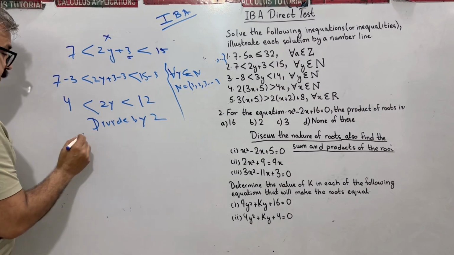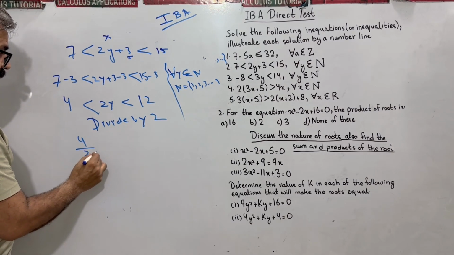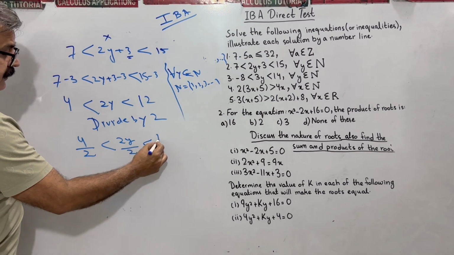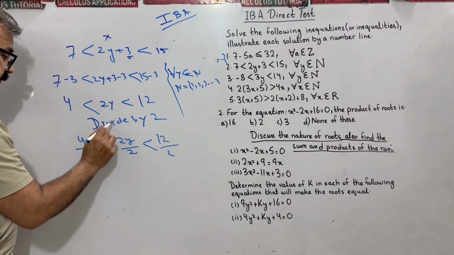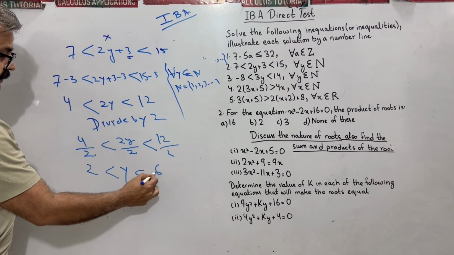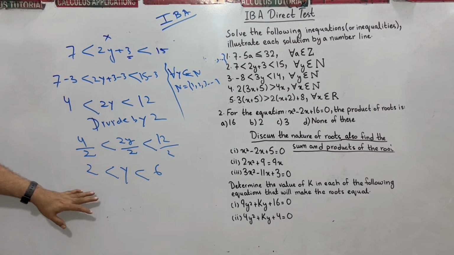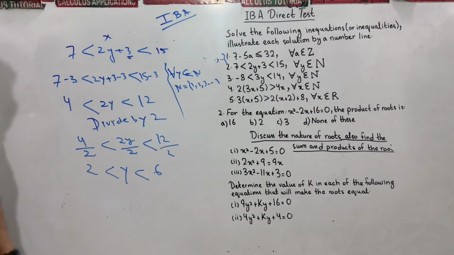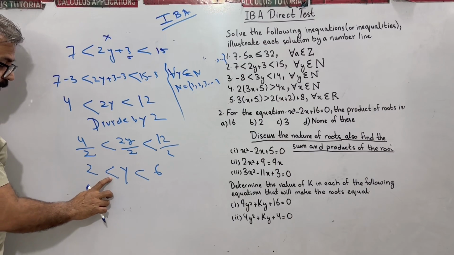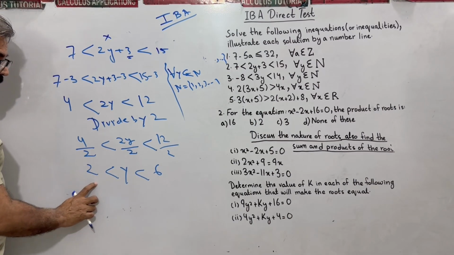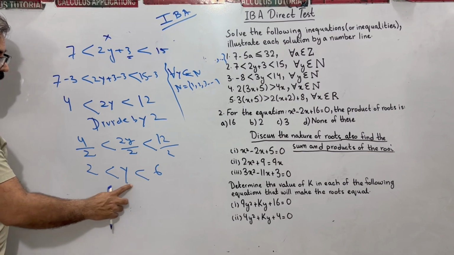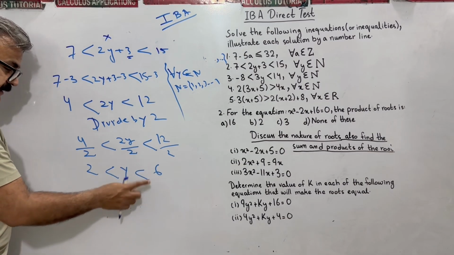We have 4 divided by 2, 2y divided by 2, 12 divided by 2. We have 2 less than y less than 6. The solution of our y lies between 2 and 6. Mark my words. Point to be noted: 2 has been excluded because 2 is less than y, and 6 has been excluded because y is less than 6.